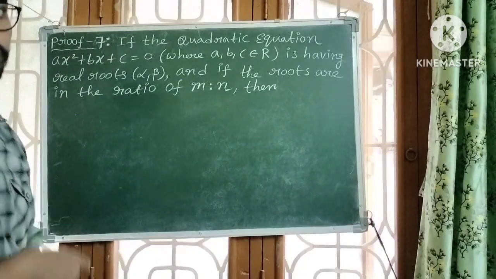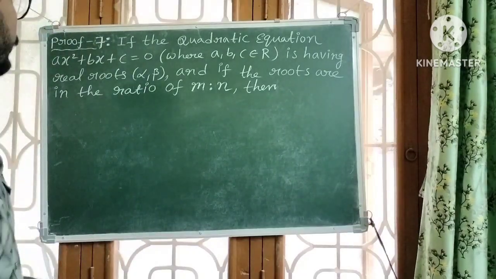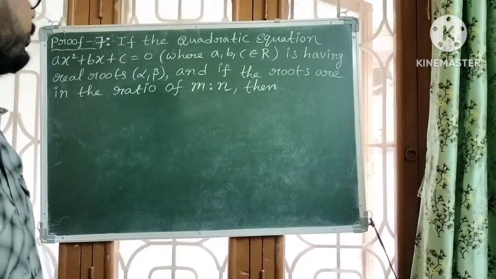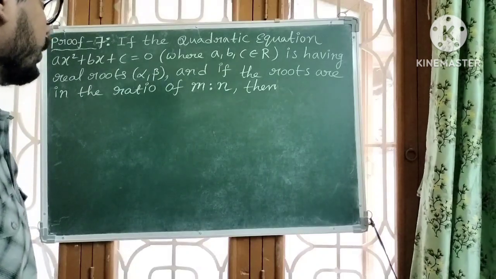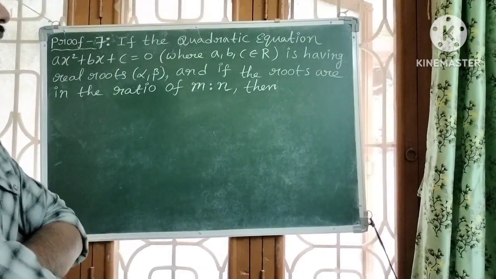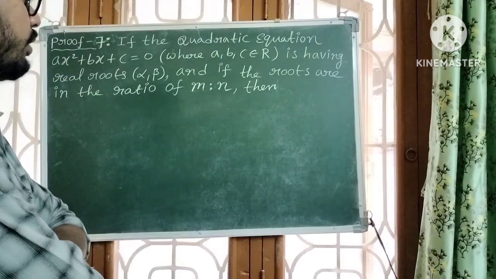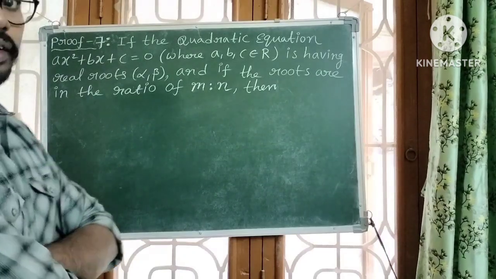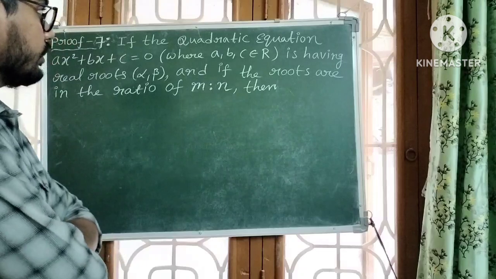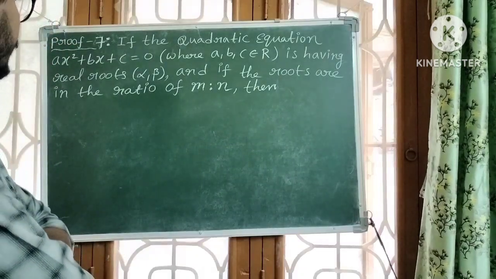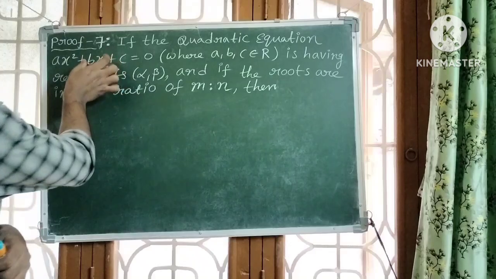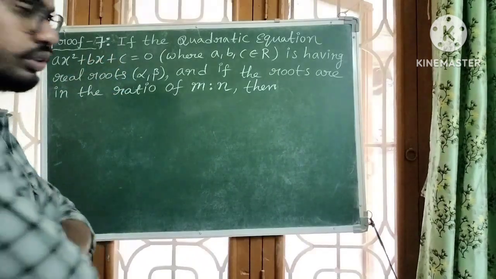Next proof, number 7. If the quadratic equation ax square plus bx plus c is equal to 0, where a, b, c belong to R, so here a, b, c are constants and they are real numbers. R means the set of real numbers. Is having real roots. Here the quadratic equation is having real roots.